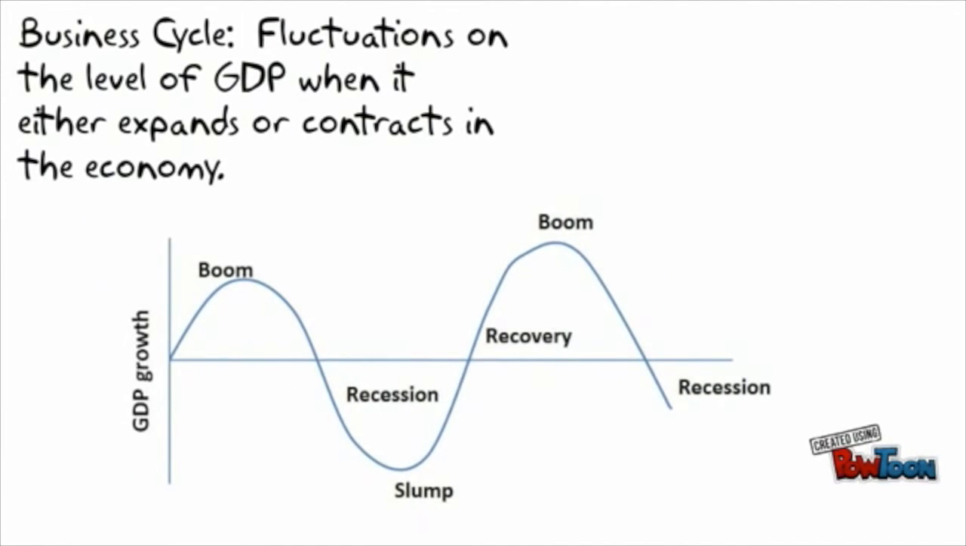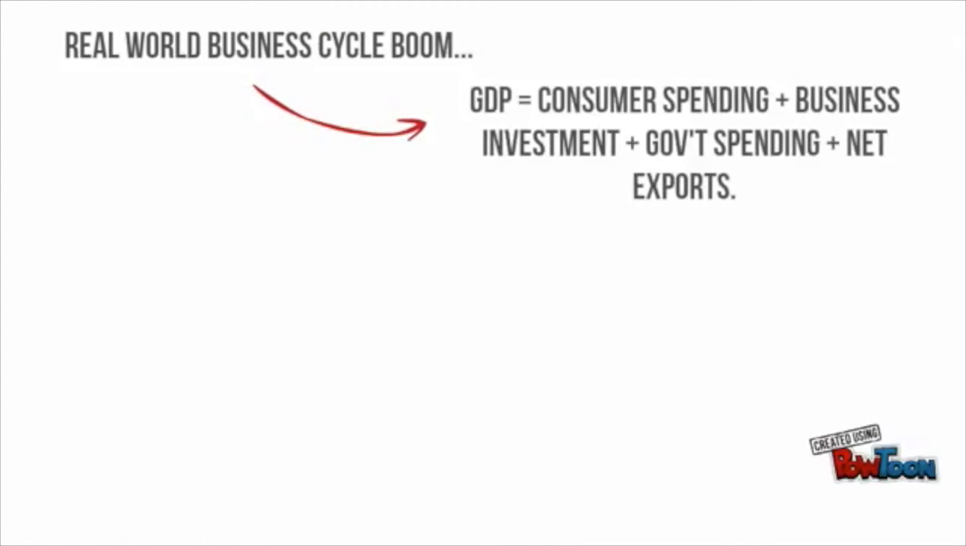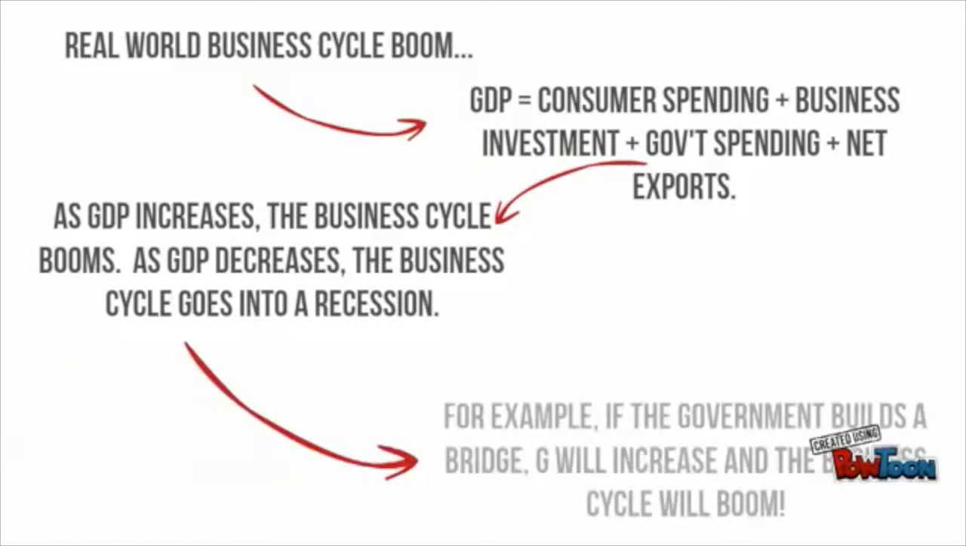For the last portion, we must discuss the business cycle. The business cycle is fluctuations in the level of GDP when our economy either expands or contracts. A real-world business cycle boom would result from an increase in GDP.